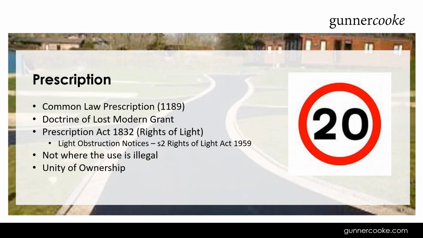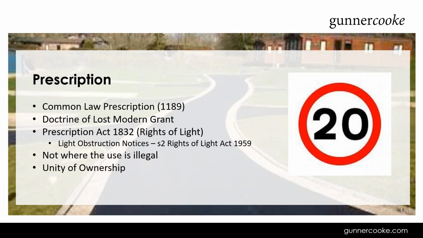There are some bars to prescriptive easements, which I've mentioned on there as well. Come back to that same example as we had with the implied easements. You can't have one where it's illegal, so not if you're driving over common land, or if you're doing anything else that would be considered to be illegal. And also it can be got rid of by unity of ownership again, if the two pieces of land are brought into the same ownership. At some point that will stop the clock running, even if they're then separated again.